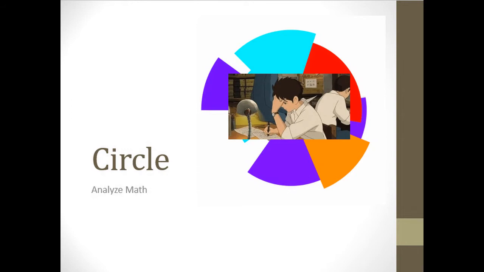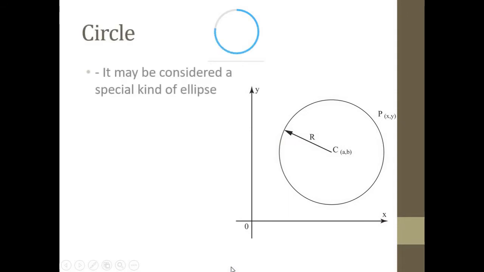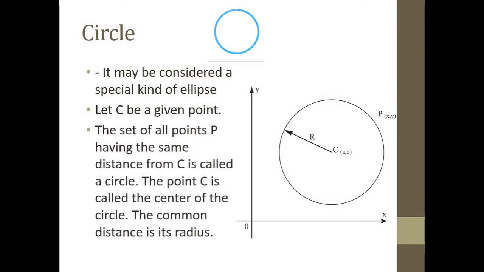We are now going to discuss circle. It may be considered as a special kind of ellipse. In this figure, on the right, let C be a given point. The set of all points P having the same distance from C is called a circle. The point C is called the center of the circle, and the common distance is called the radius.